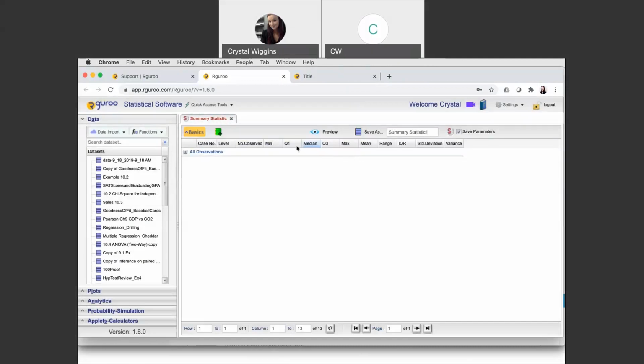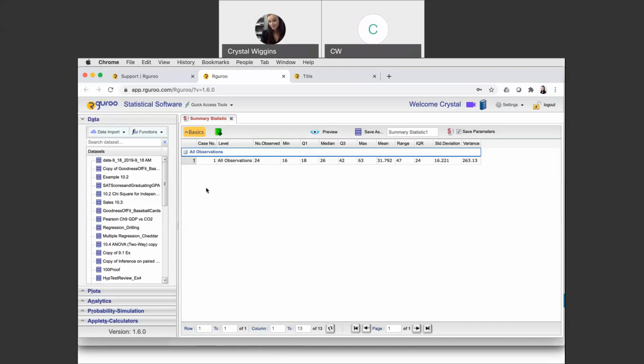Once you get here, it looks like nothing happened, but all you have to do is click on all observations, and you see that there are 24 data values in the set. That's little n. The minimum employee age is 16, and the maximum is 63, with a median at 26. The mean is 31.792. The range is 47 years between the youngest employee and the oldest. The interquartile range, the amount of years between the inner 50% of the employees, is 24 years. There's a standard deviation of 16 with a variance of 263.